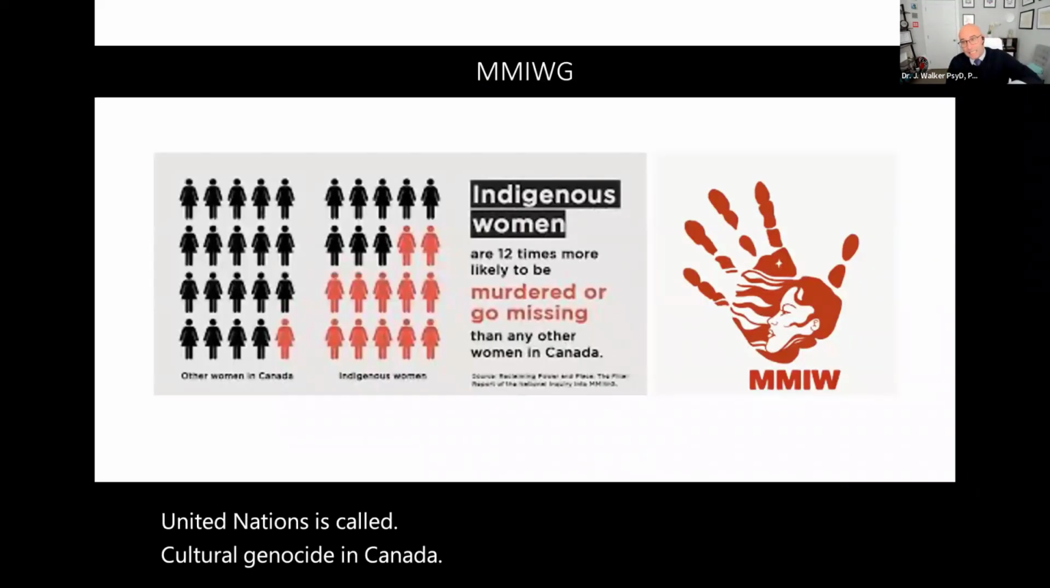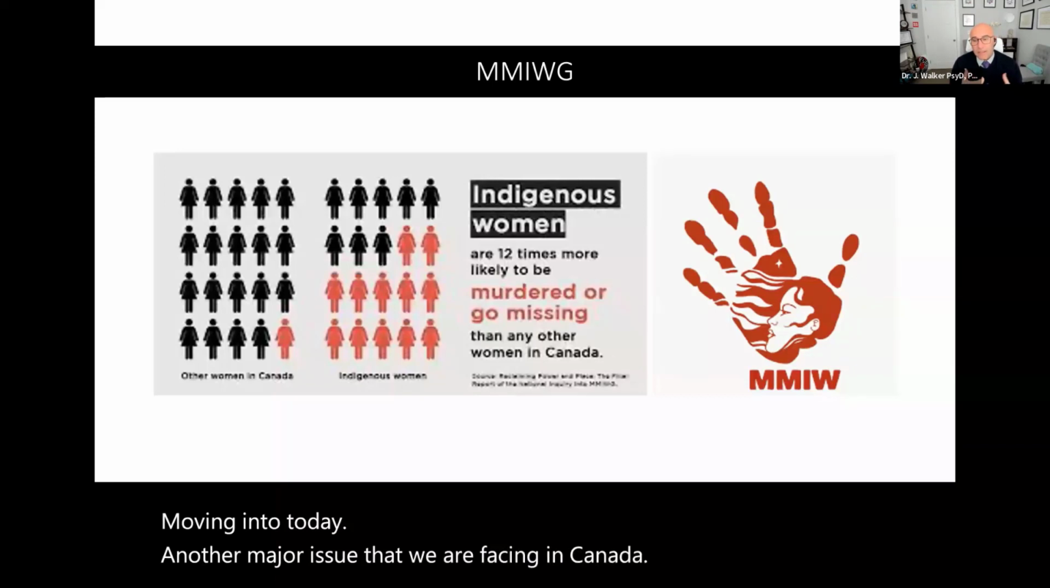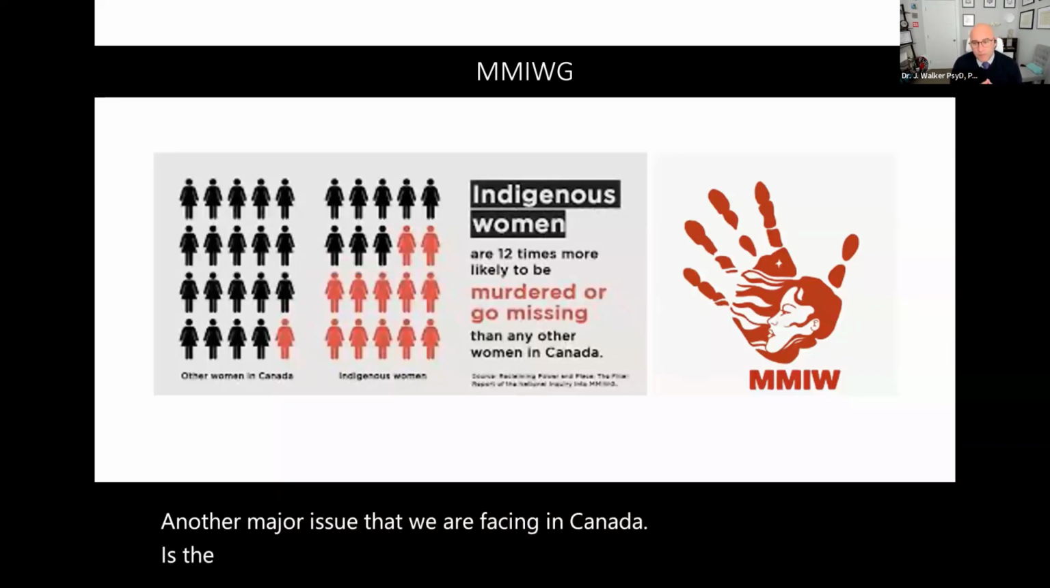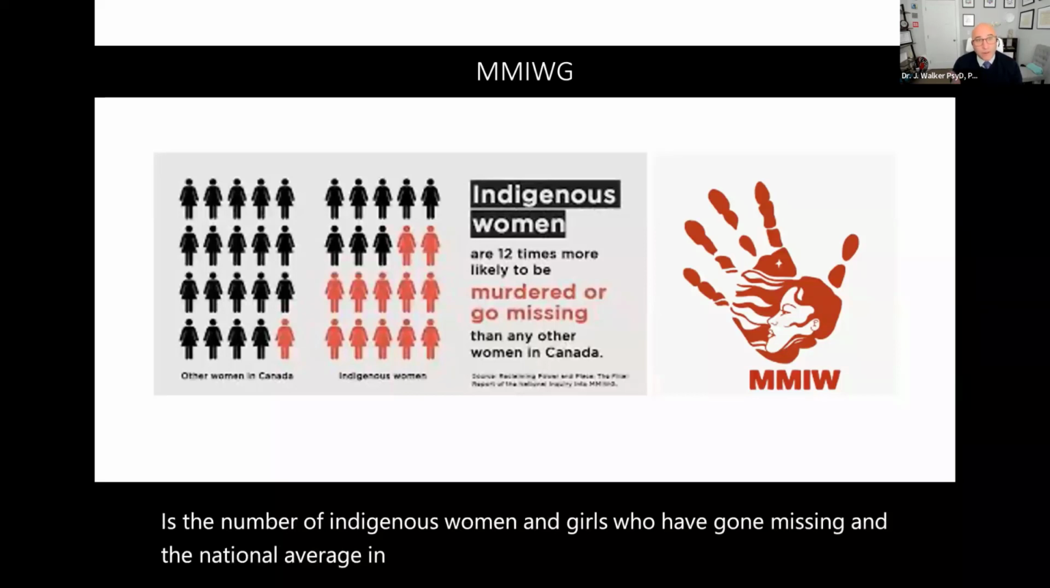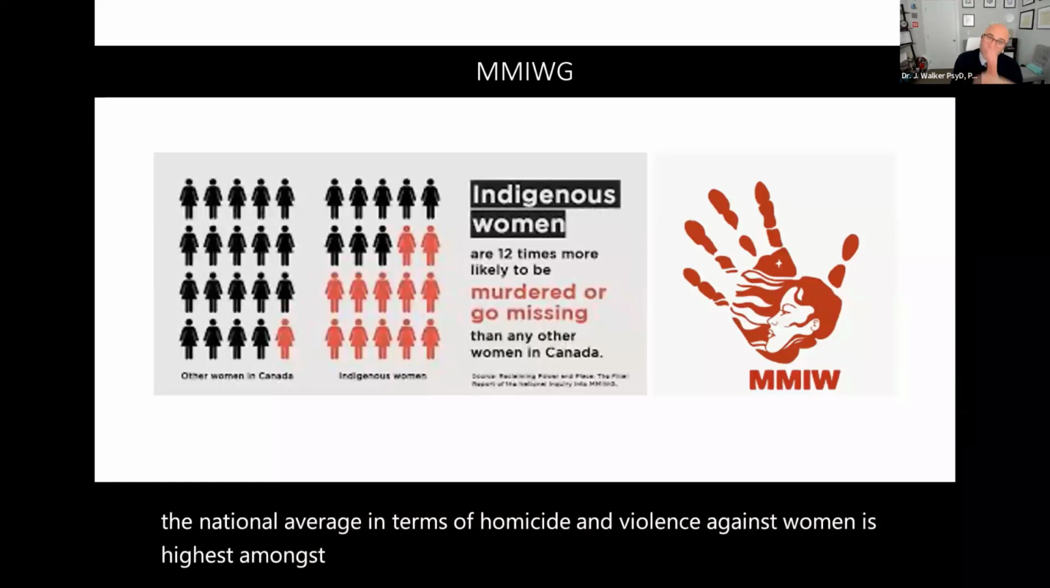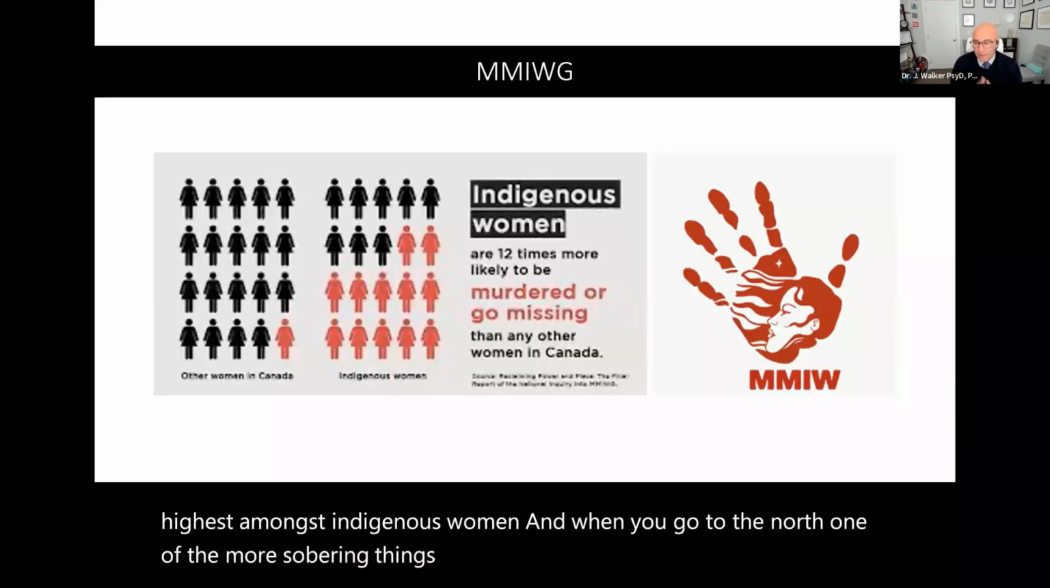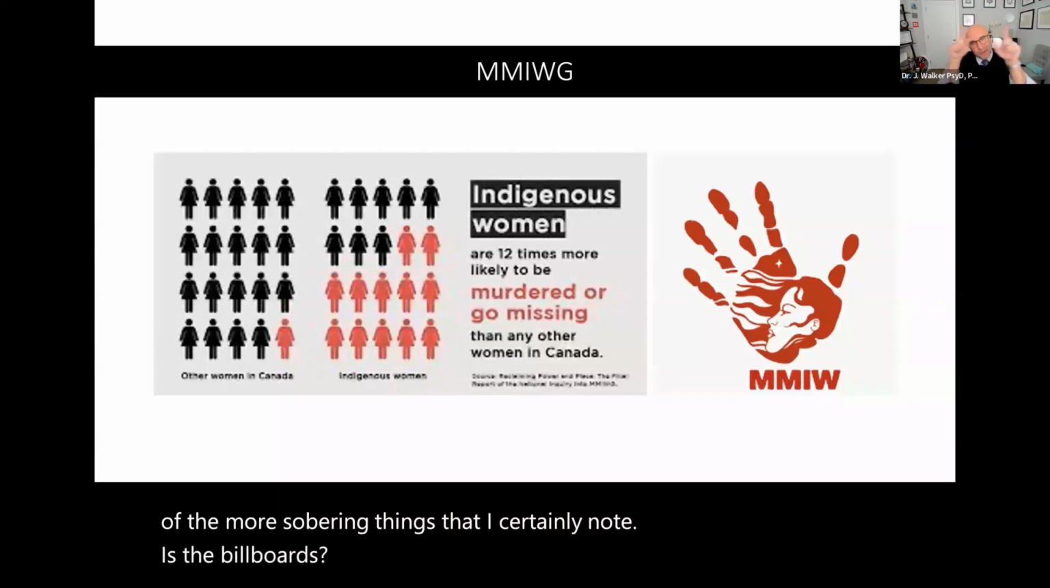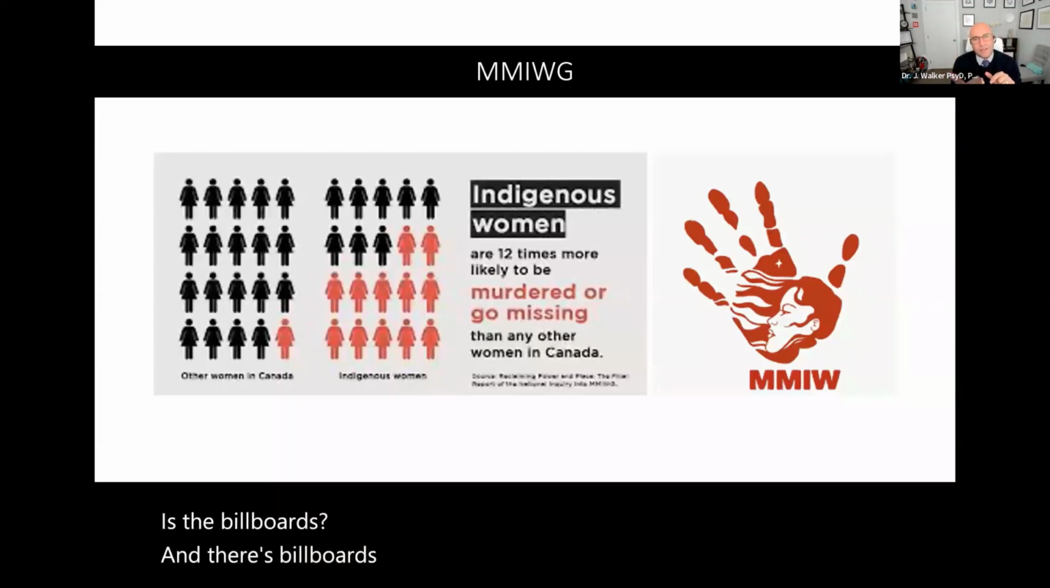Moving into today, another major issue that we are facing in Canada is the number of Indigenous women and girls who have gone missing. And the national average in terms of homicide and violence against women is highest amongst Indigenous women. And when you go to the north, one of the more sobering things that I certainly note is the billboards. And there's billboards of the faces of missing women.